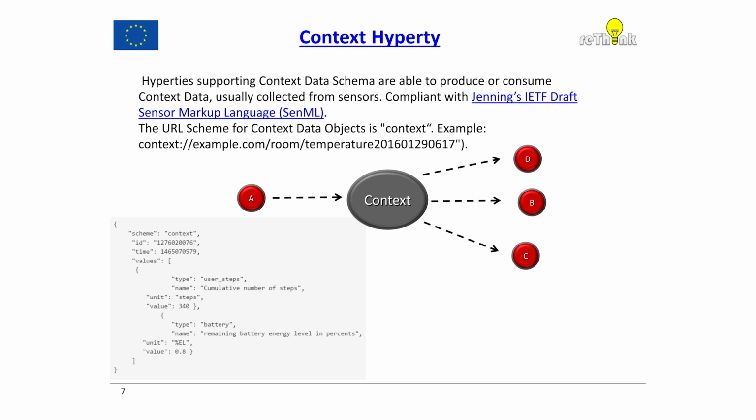Then we also have use cases for Internet of Things and machine to machine. And for that, we have a context hyperty with a context data object. We are also following an IETF draft for the definition of the data schema that is used for the communication between hyperties.